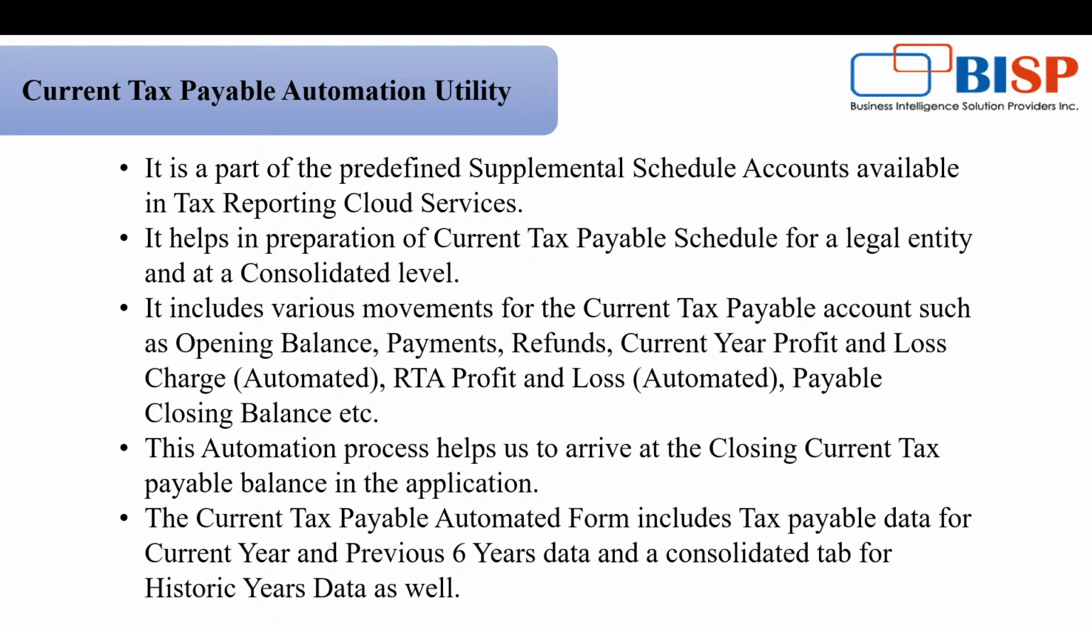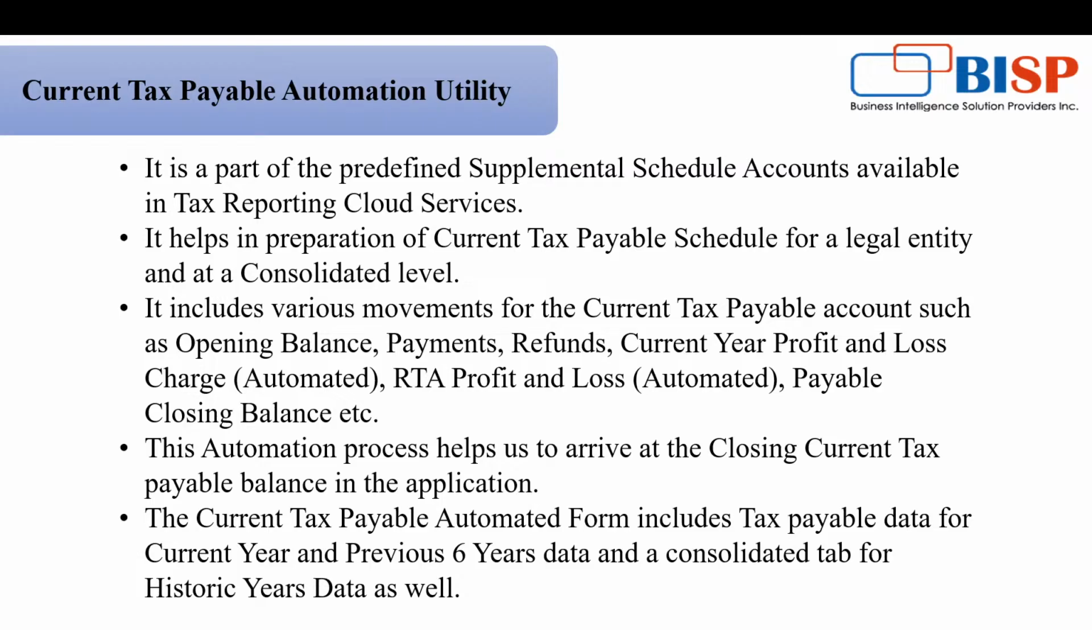Then we have a movement track, that is, it covers everything from opening balance, payments, refunds, and current year P&L charges, etc. Then you can say automation logic: the movements are system driven, not manual, meaning that TRCS auto populates them based on mapping sets, right?